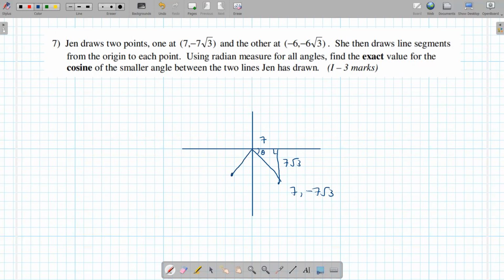It won't be at the same position, yeah? So let's say that is, and again, we're going to make a triangle out of it. The horizontal distance is 6, the vertical distance is 6√3. I can call that an X. So what do they actually want? She then draws line segments from the origin to each point. So this one, and this one. Using radian measure, find the exact value for the cosine of the smaller angle between the two lines.